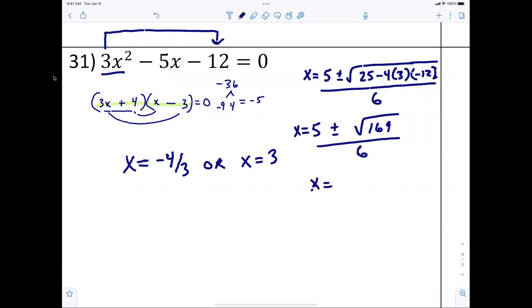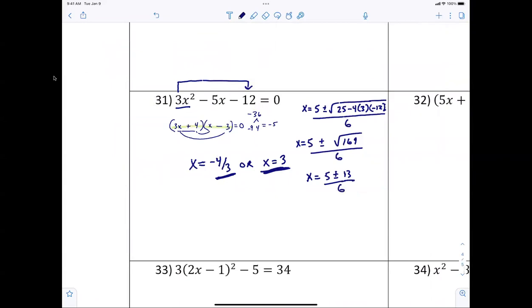You with me now, right? So it would be 5 plus or minus 13 over 6. 5 plus 13 is 18. 18 divided by 6 is 3. There you have it. 5 minus 13 is -8. -8/6 reduces to -4/3. Same thing. It doesn't matter either way, you should get the same answer.